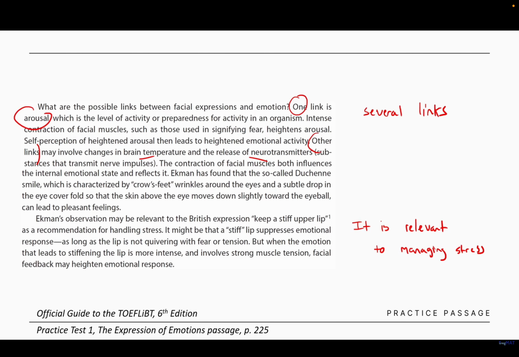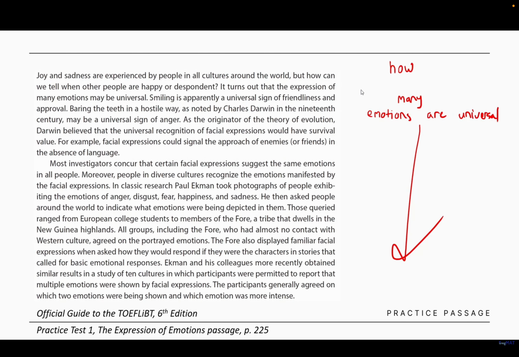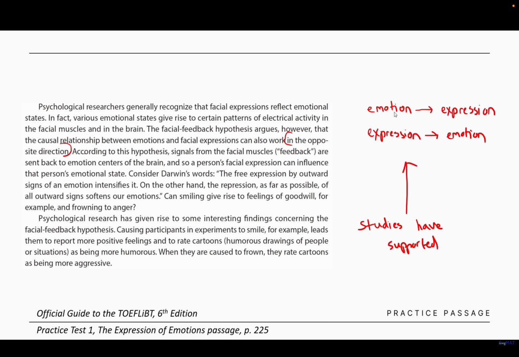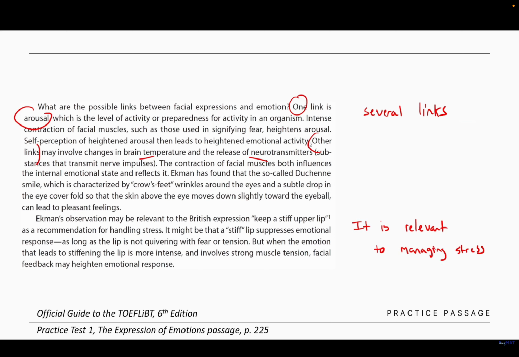Yeah, great job. All right, so just as a recap, everybody, many emotions are universal. That's the main idea of paragraphs 1 and 2. The main idea of paragraph number 3 is that expression might actually cause somebody's emotion to change, and then they give some studies that have supported that. And then they talk about the several links between facial expressions and emotion, the arousal and the neurotransmitter and brain temperature. And then finally, it is relevant to managing stress, but it could go both ways. It could lower your stress or heighten your stress.